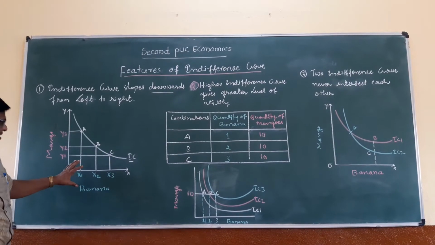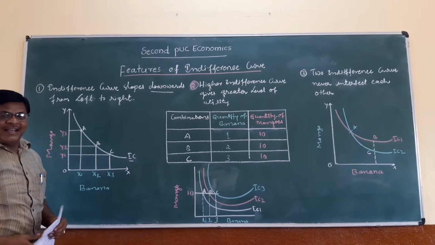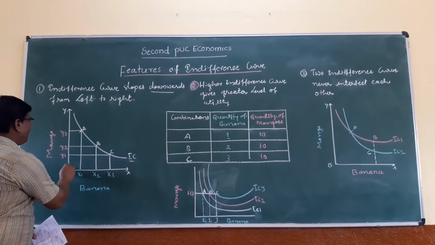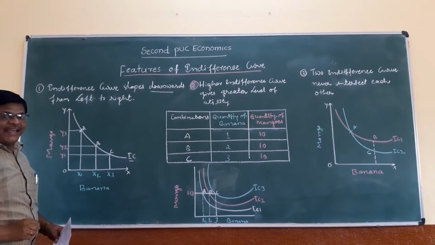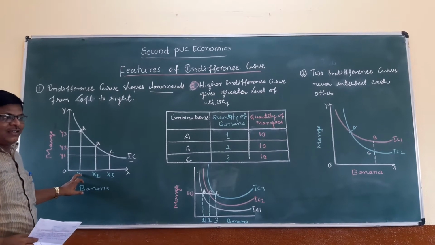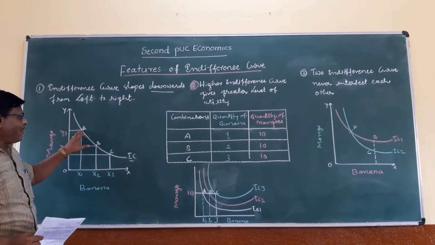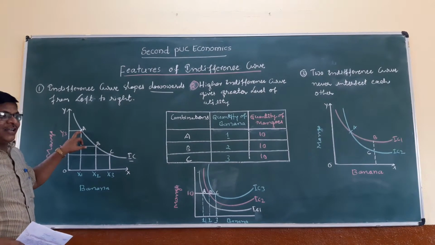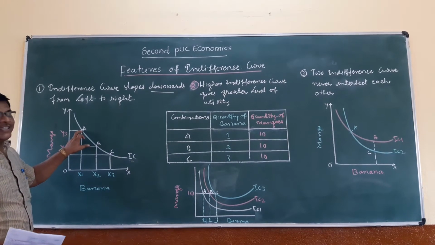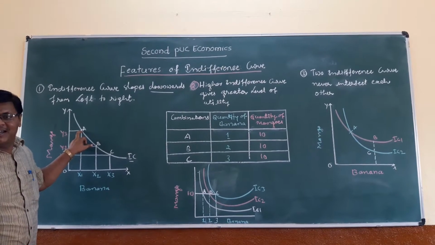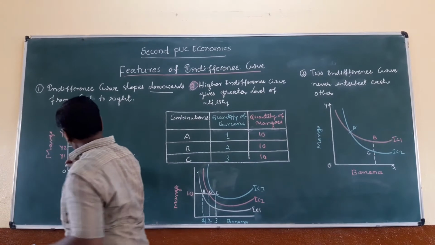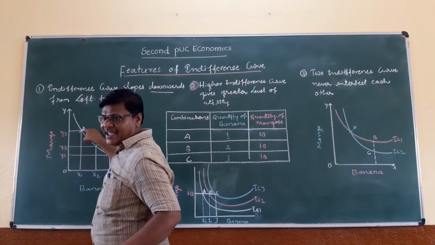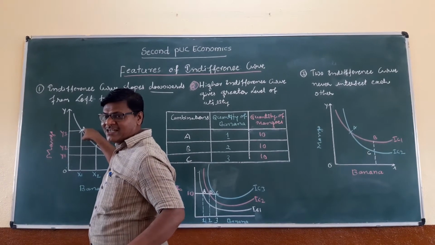In this diagram, let us study the IC, the indifference curve. At point A, with the combination OX1 and OY3, the consumer is at point A, with Y3 and X1. The consumer is at point A on the indifference curve, where the two commodities, mango and banana, give the same level of satisfaction. The combination at A gives the consumer the same level of satisfaction.